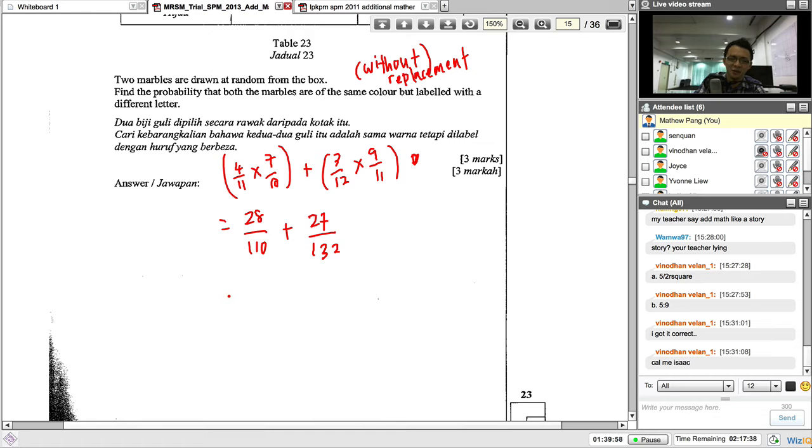Alright. The answer is so big, so I think the answer might be wrong. Anyway, just let me finish it. 27 over 132. Okay, it's 101 over 220 according to the calculator. Okay, yeah, I think this is the answer.